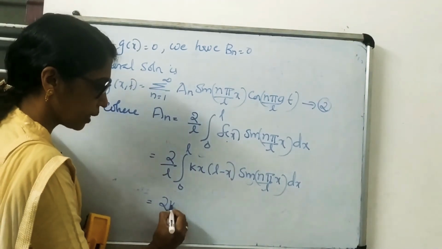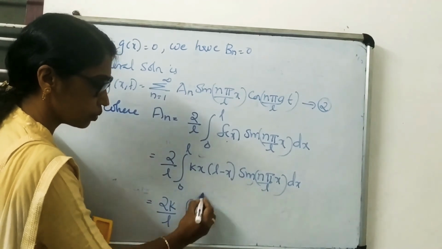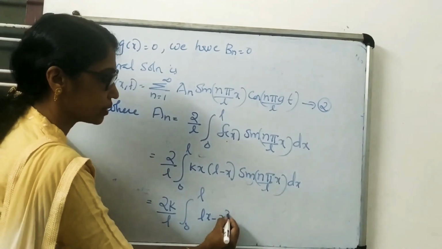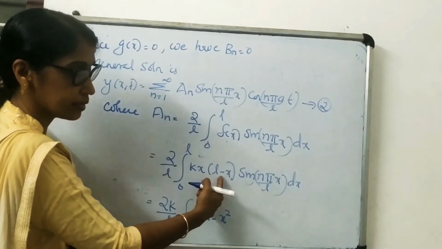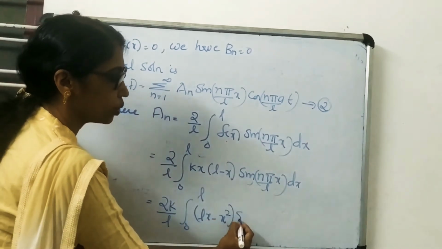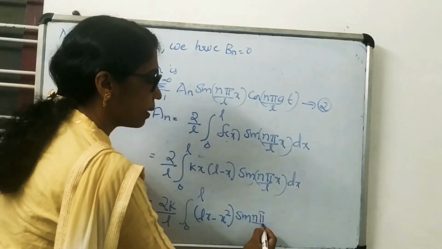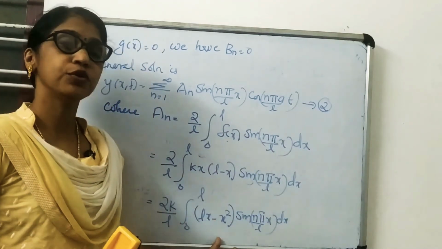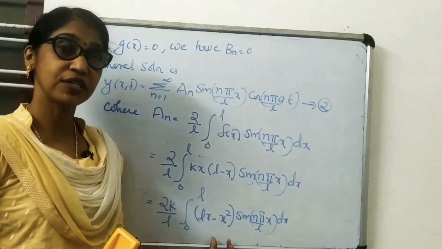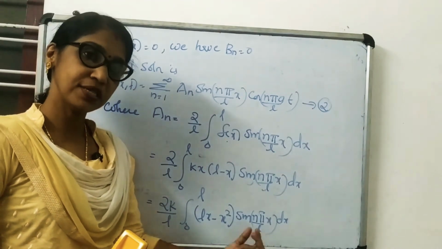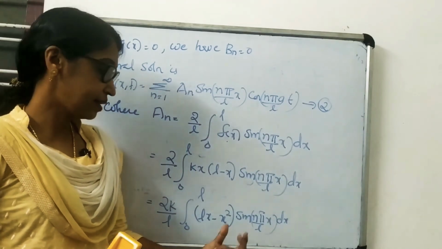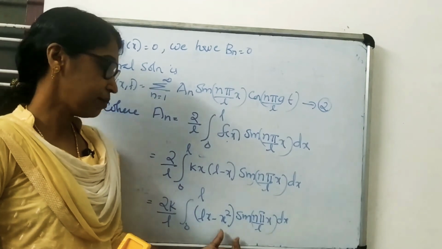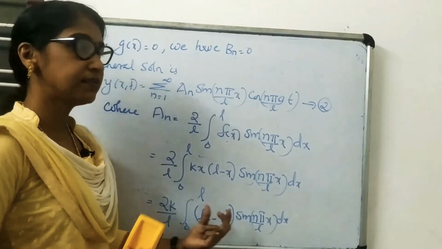This is equal to 2k by L into integral 0 to L. I am opening this bracket. So we get Lx minus x square multiplying x inside the bracket. So Lx minus x square into sin n pi by L x dx. Okay. Now I am going to integrate this. How we integrate this? First function is a polynomial function and second function is a trigonometric function. Then we integrate this using the easiest method, Bernoulli's formula. Okay. So I am using Bernoulli's formula to integrate this one.